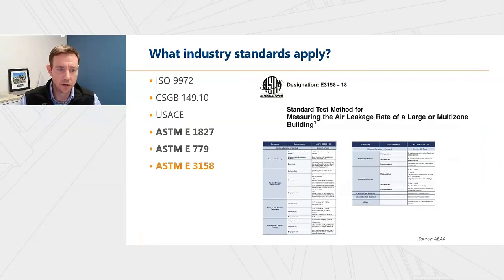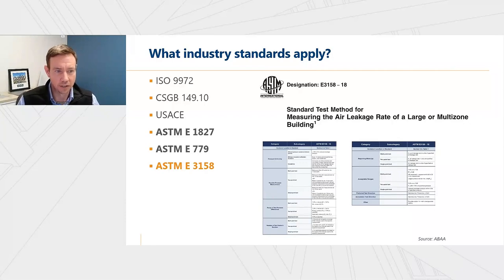This slide shows the industry standards that apply to whole building air leakage testing. The three most common ones in the US are the ASTM standards at the bottom of this list here, with the most common being ASTM E3158. 3158 is the most common, and for larger multi-zone buildings, it's more modern, and it's what's considered the gold standard now. The ASTM 1827 and 779 are historically for multifamily residential, and don't handle large commercial buildings or windy days or stack effect conditions as well.